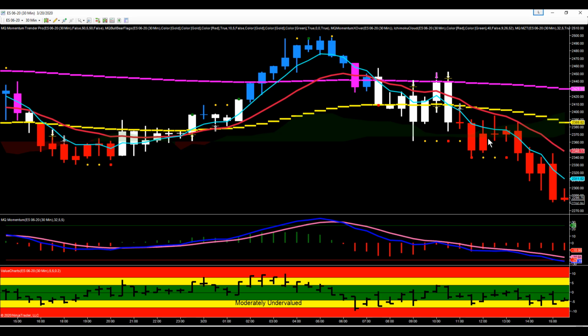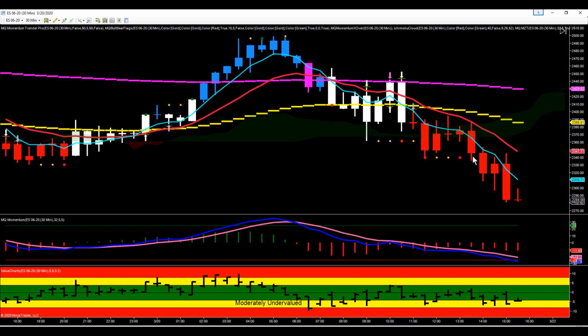Then we consolidated during the lunch hour. We know that things kind of get choppy and quiet during the lunch hour, and we set up another 30-minute bear flag. This flag triggers to the downside, and then the ES just tanked pretty much the rest of the day.